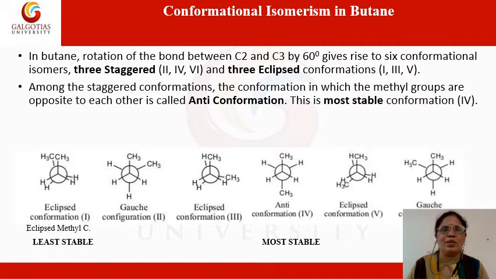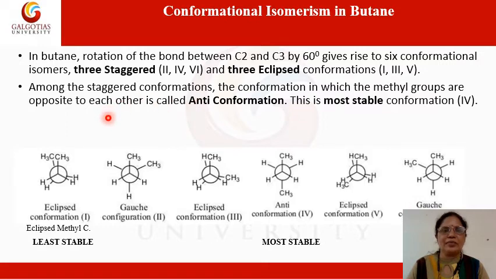termed conformers. Then, about conformational isomerism in butane. In the case of this molecule, we can see that rotation of the bond between carbon 2 and carbon 3 by 60 degrees gives rise to 6 conformational isomers, that is 3 staggered and 3 eclipsed conformations. We can see here the first, third and fifth structures are of the eclipsed conformation, and the second, fourth and sixth are the staggered conformations.